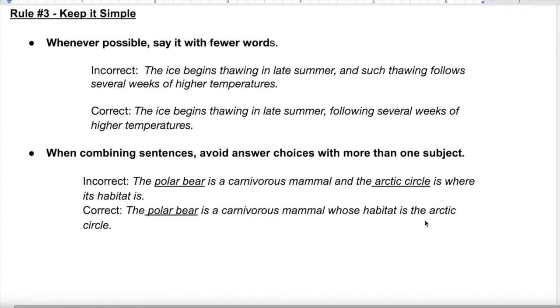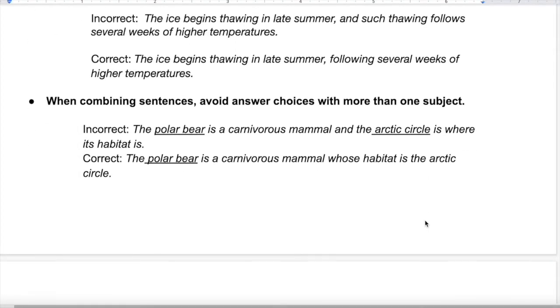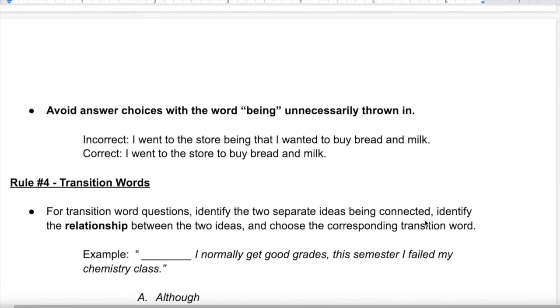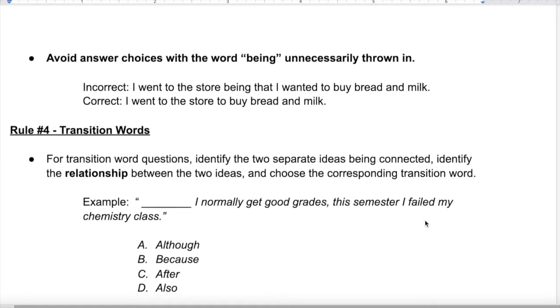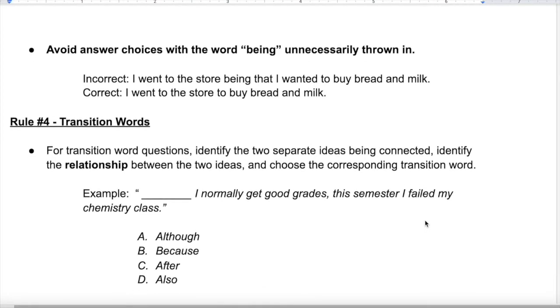So, anyway, when they're testing you on combining sentences, just look out for sentences that are longer that have multiple subjects. You want to avoid that. Go with the simple one that has just one subject. And then this is a funny rule that I totally had to make just because I've been going over TSI questions. I saw this pop up on so many questions. It's super specific, but I want you to avoid this trap here, potentially, on questions. Go ahead and read that third bullet point, please. Is it avoid answer choices? Yep. Avoid answer choices with the word being unnecessarily thrown in.